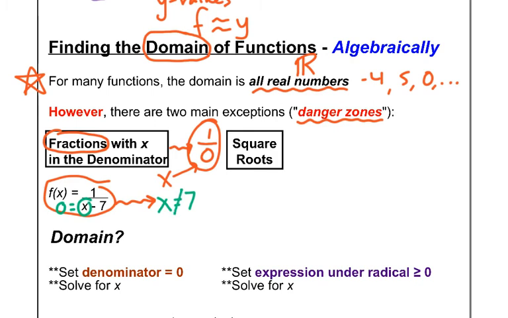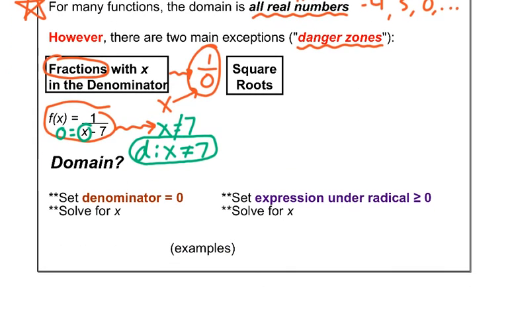And so this you actually write as your domain. What's the domain? All x's that are just not equal to 7. And that's your domain. Okay, that was a pretty simple one, but what if it got a little more complicated? For example, if I say f of x equals 1 over x squared minus 4.